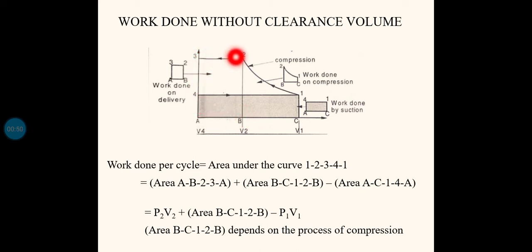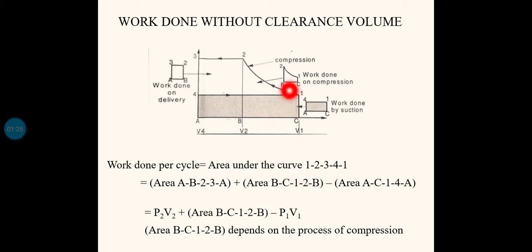We have seen that area under this curve, that is B234, is P2V2, and area under A41CA is P1V1. So the final equation becomes P2V2 plus area under this curve, that is area under BC12B, minus area under this one, that is P1V1. So this is the final equation: P2V2 plus area BC12B minus P1V1. So P2V2 and P1V1 remain as such, but area under BC12B depends on the type of the compression.